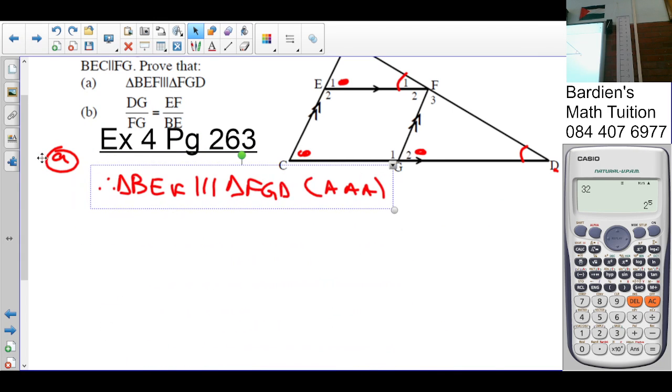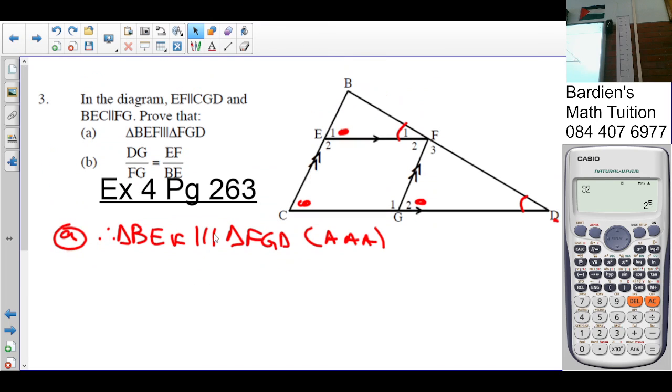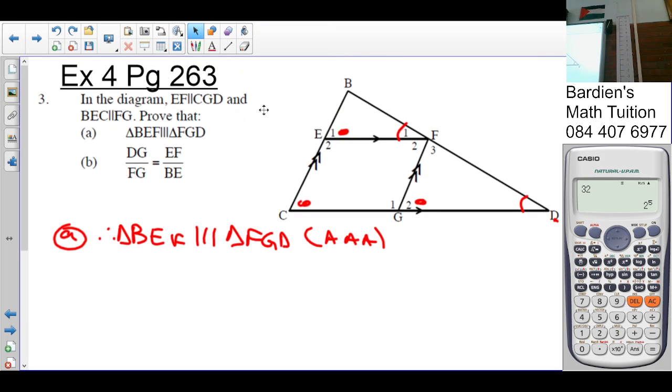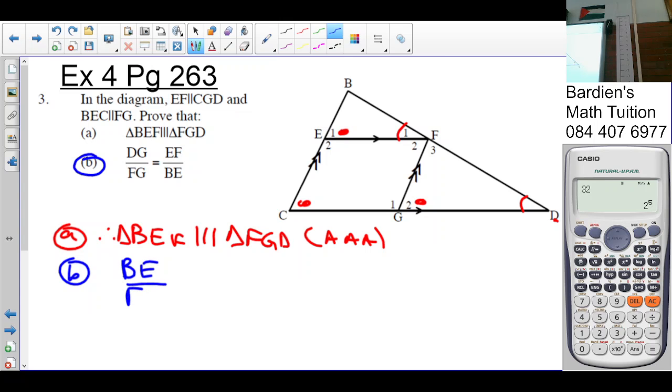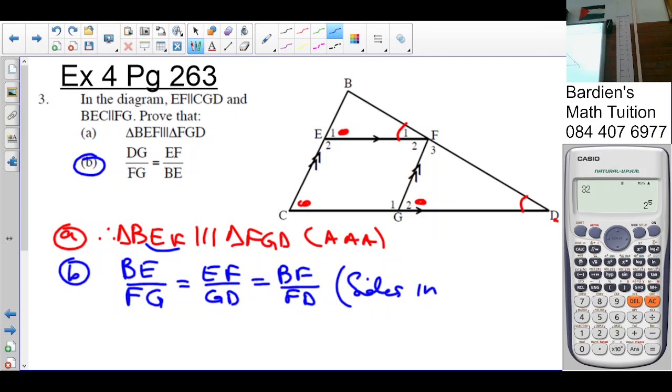So that was the answer to A. So let's look at B. We said from a similarity question will come a distance question. So what can we say here? That BE over FG equals EF over GD equals BF over FD. You can say sides are in proportion.